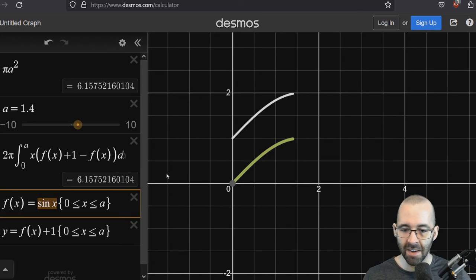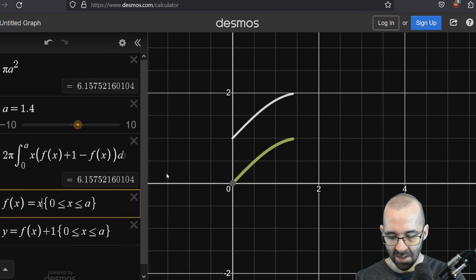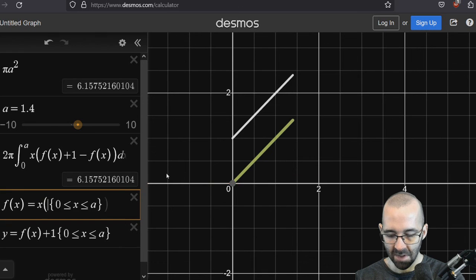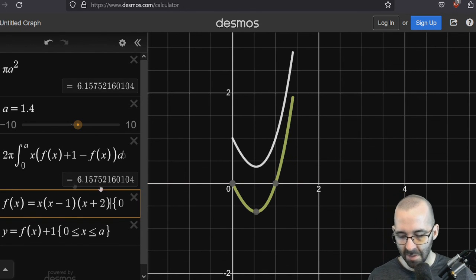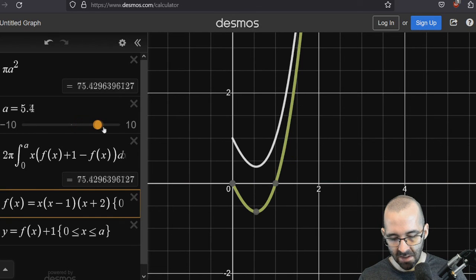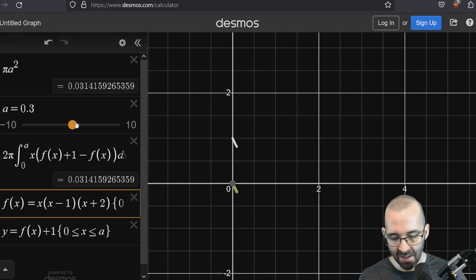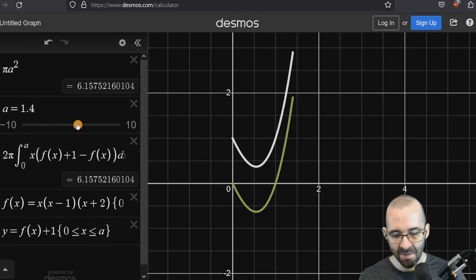So again, you should be able to choose any kind of function that you can think of here. I'm apparently not very exciting. I can't think of a lot of good ones. I don't know, we could do something like x times x minus 1 times x plus 2. And then do it that way. I don't know. It all matches. That's what we're doing.